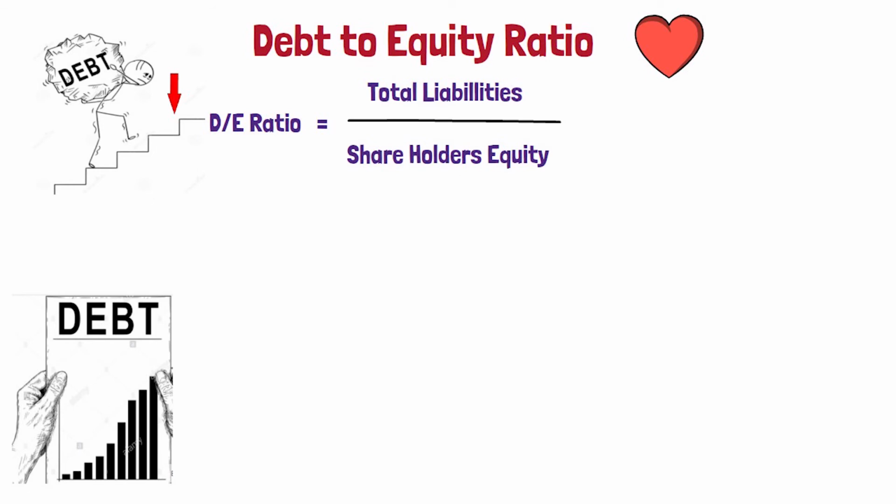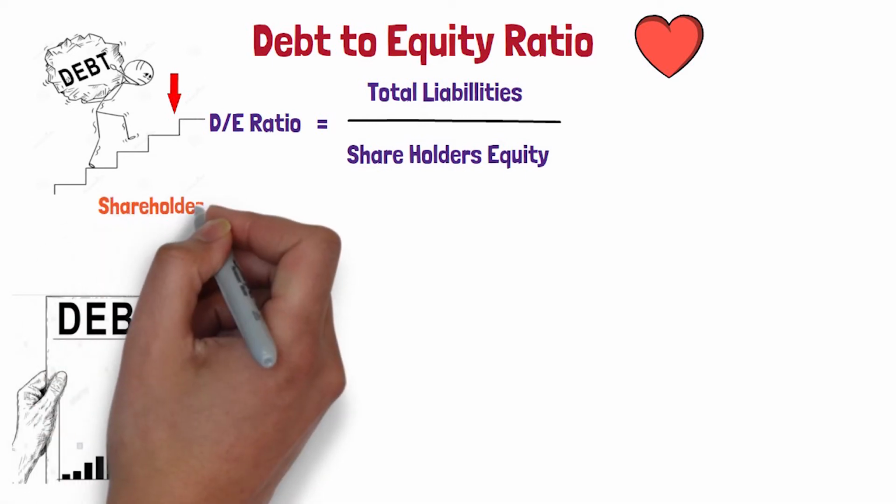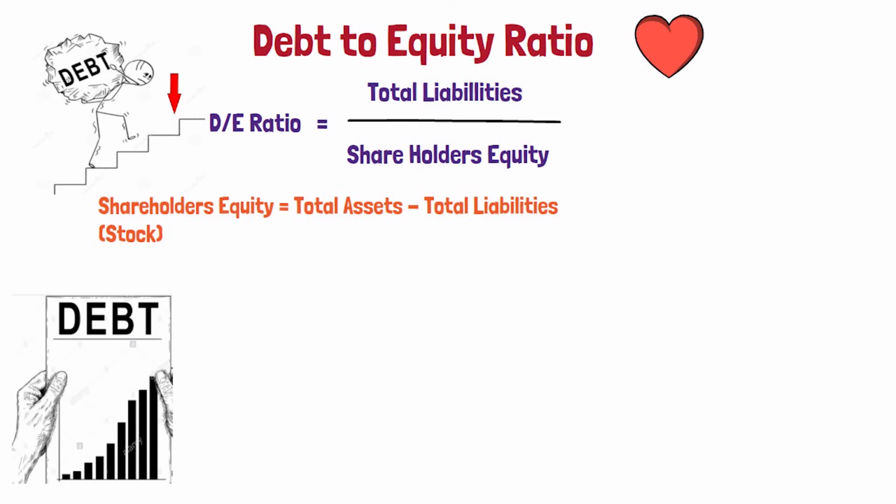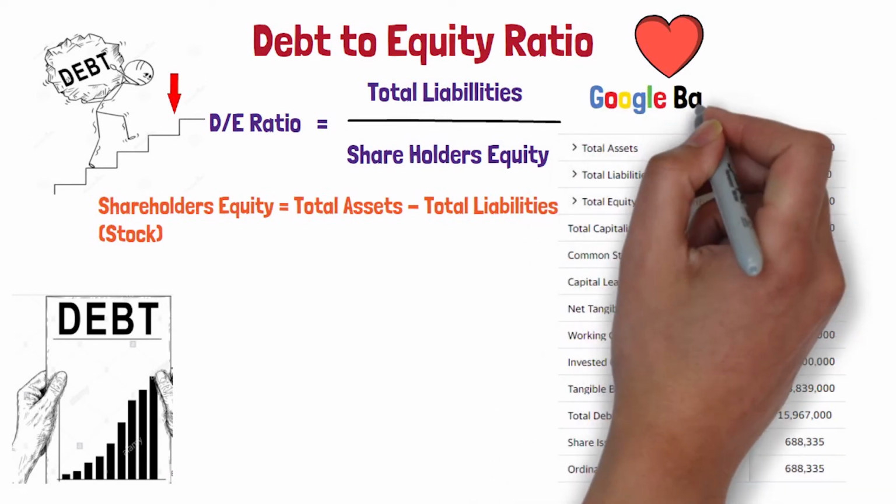This capital belongs to the shareholders. It can be calculated by subtracting the total liabilities from the total assets, all of which can be found on the balance sheet of a company. To understand this better, let's take a look at Google's balance sheet.